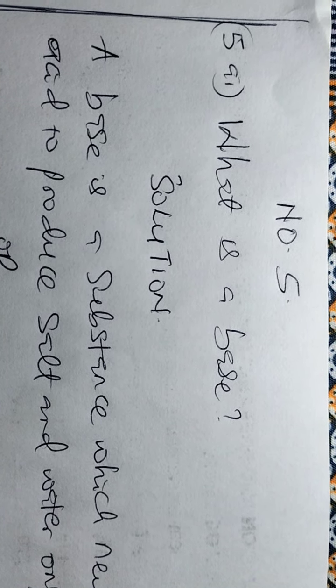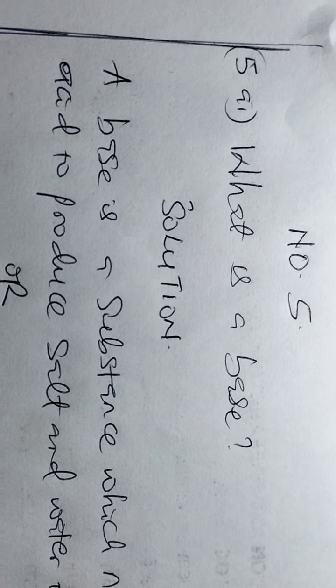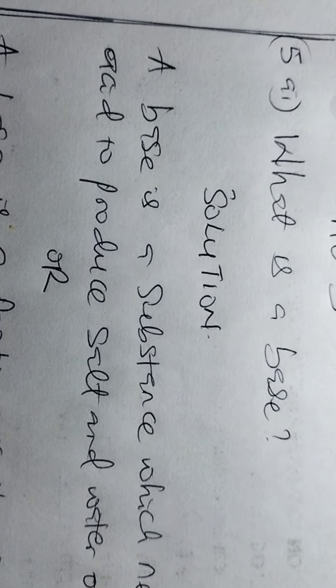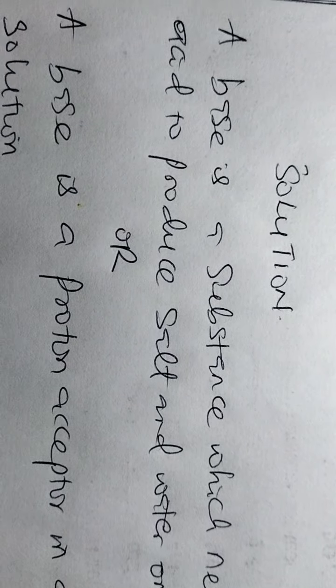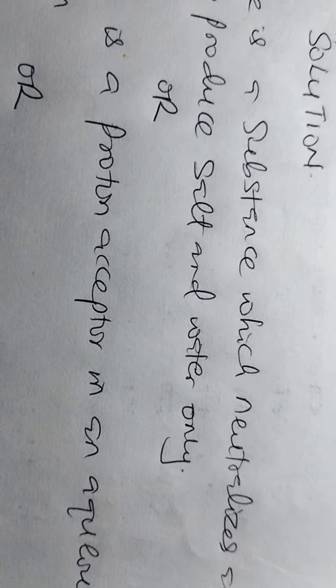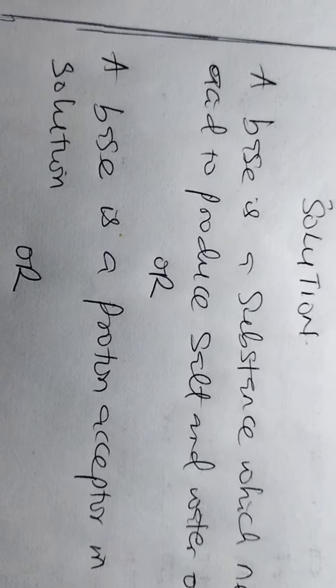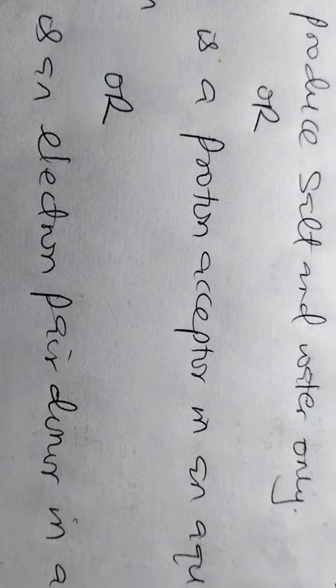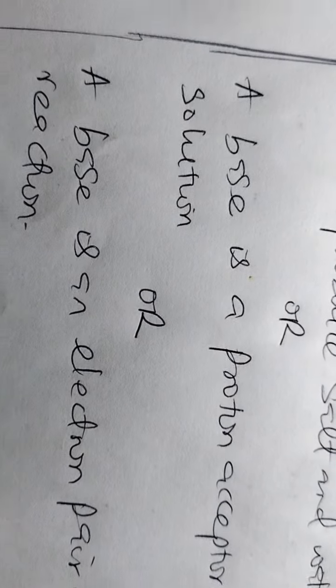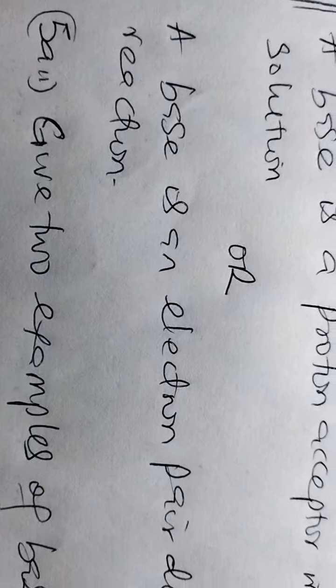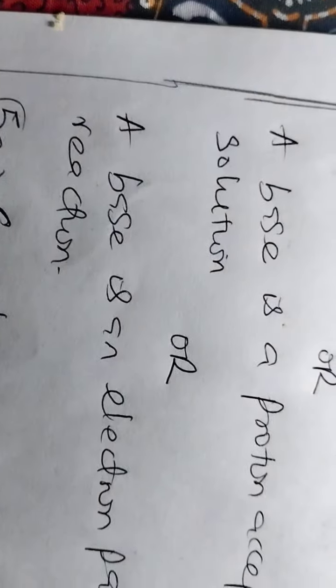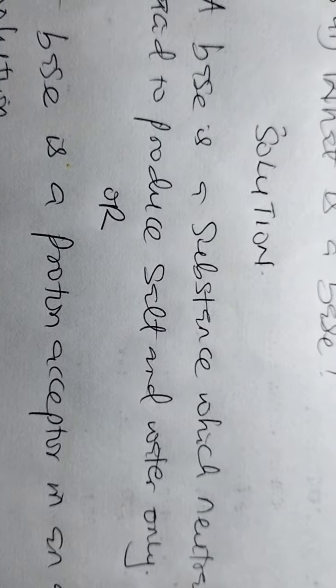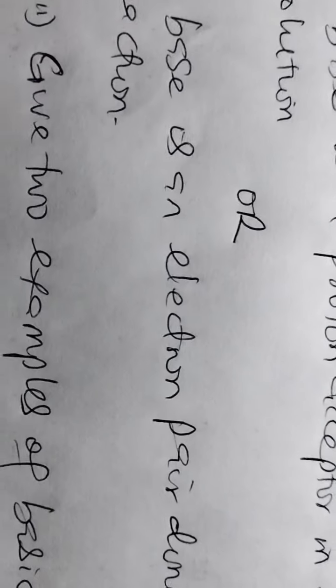Going to number 5. 5AI says, what is a base? A base could be defined in different ways. First, a base is a substance which neutralizes an acid to produce salt and water only. Only is the key word there. Or a base is a proton acceptor in an aqueous solution. Or a base is an electron pair donor in a chemical reaction. So any one of the definitions scores correctly.